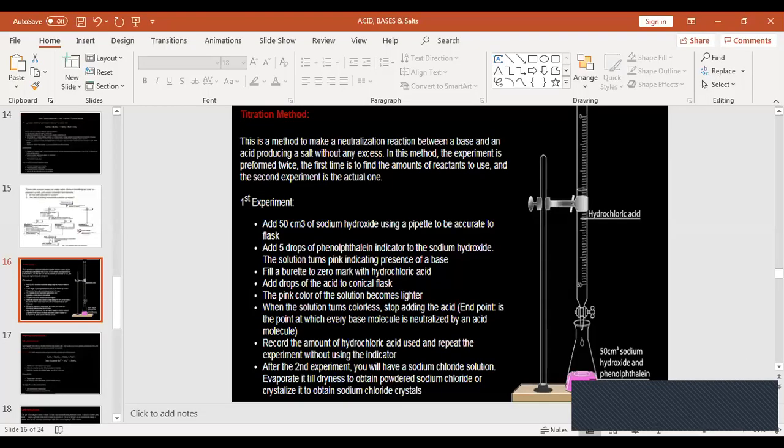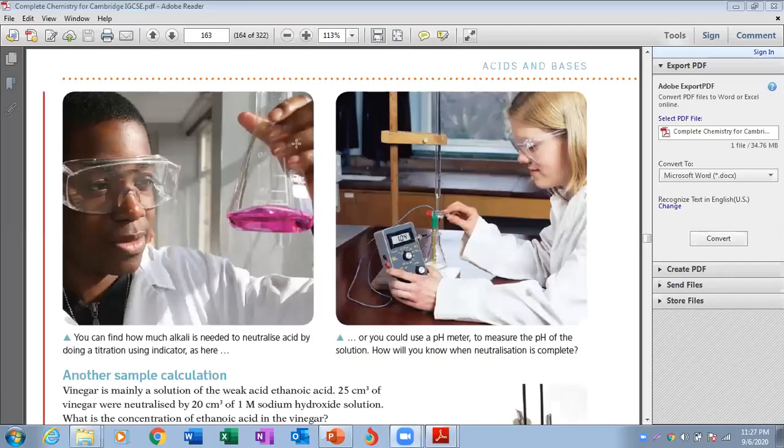Beta, one more thing. I'm moving to the application of titration. I'm just going to show the screen over here. Look at it.